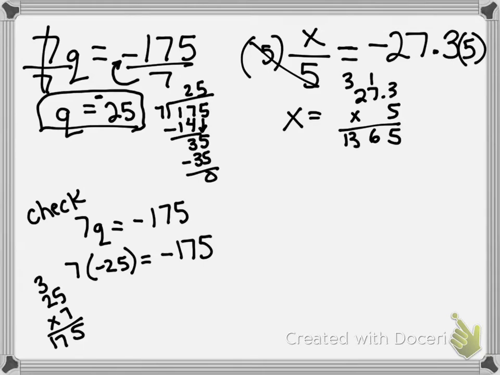We cannot forget our one place for our decimal point. And a negative times a positive is always going to be a negative number. So we think that x is equal to negative 136.5. But we need to check our problem.